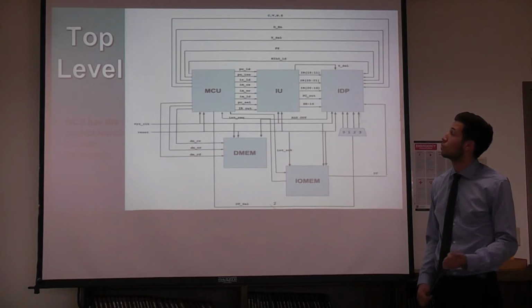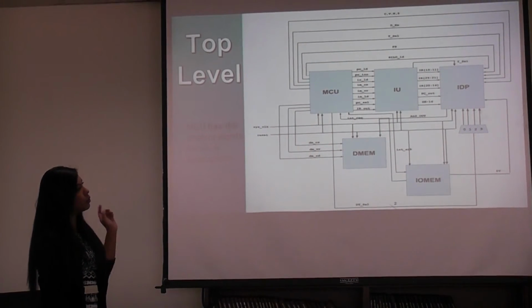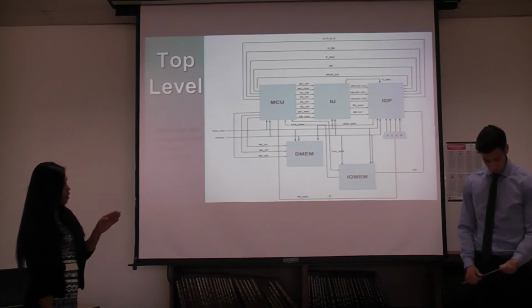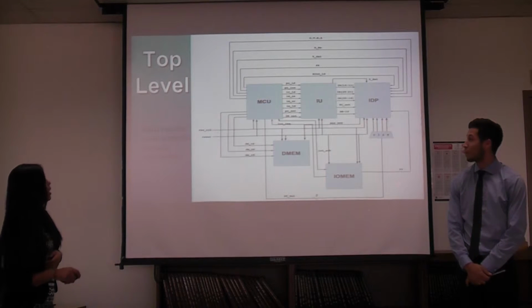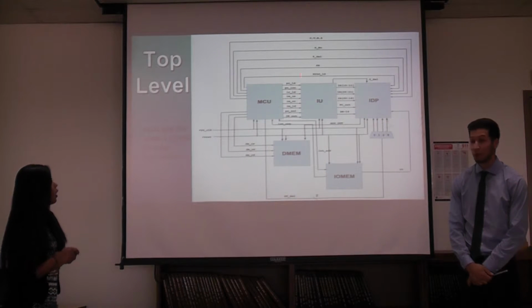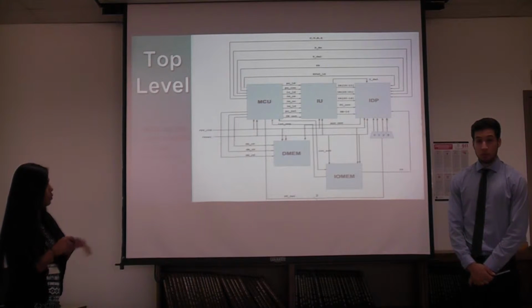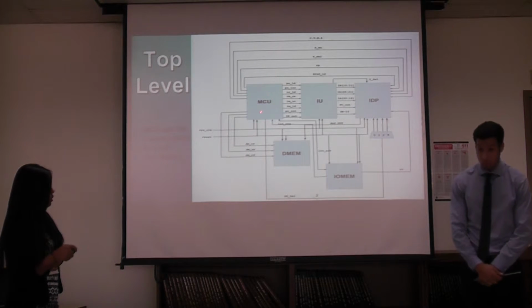Okay, so for our top level, it instantiates the MCU, which is a MIPS control unit, our instruction unit, our integer data path, our data memory, and our I/O memory. In this case, our MCU contains the control words for each instruction, which helps us pick out whatever instruction we need to do, which is either subtract, add, or whatever we're going to do. And all the control words are contained in the MCU.